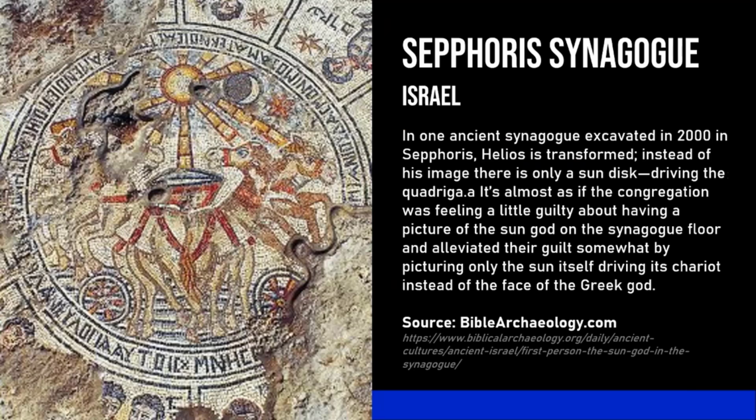Here's another example. Sepphoris Synagogue, Israel. In one ancient synagogue excavated in 2000 in Sepphoris, Helios is transformed. Instead of his image there is only a sun disk driving the quadriga. It's almost as if the congregation was feeling a little guilty about having a picture of the sun god on the synagogue floor and alleviated their guilt somewhat by picturing only the sun itself driving its chariot instead of the face of the Greek god.